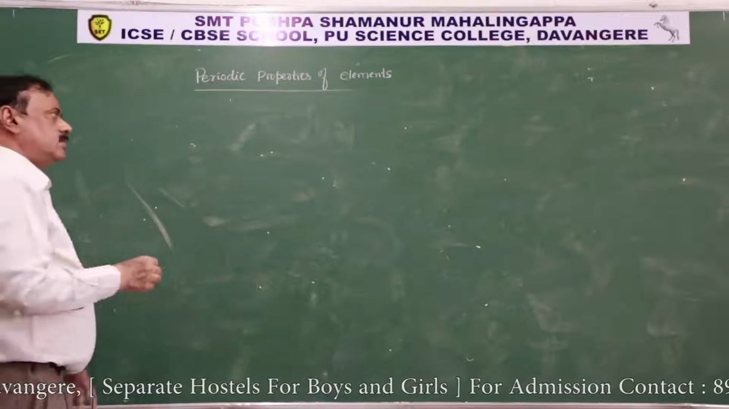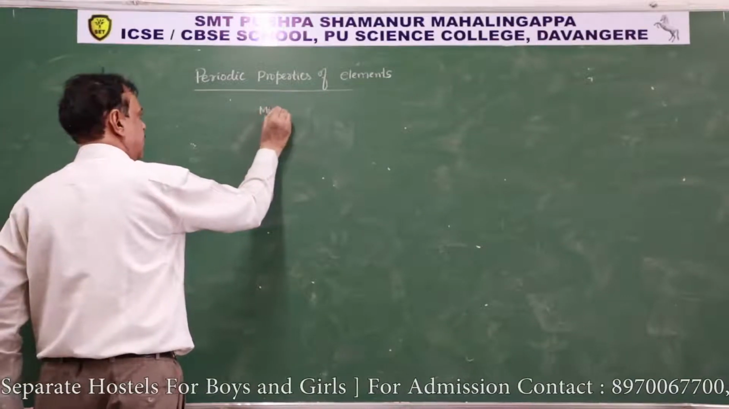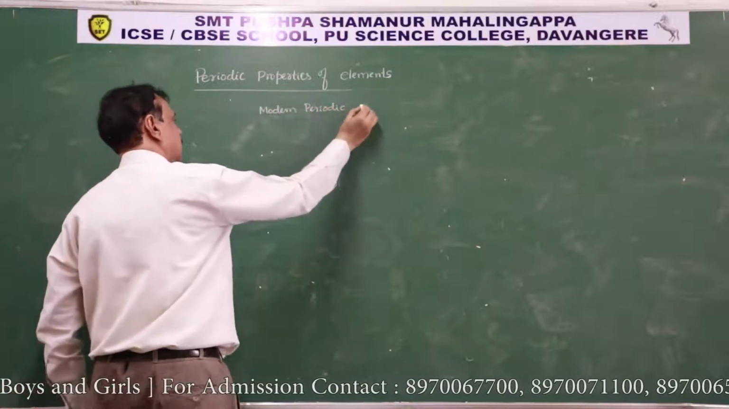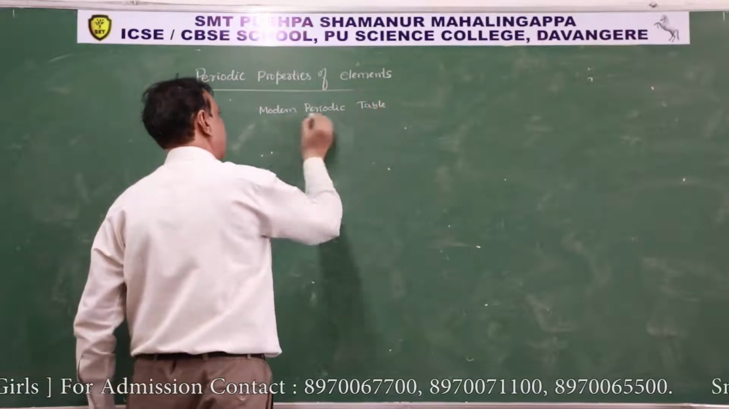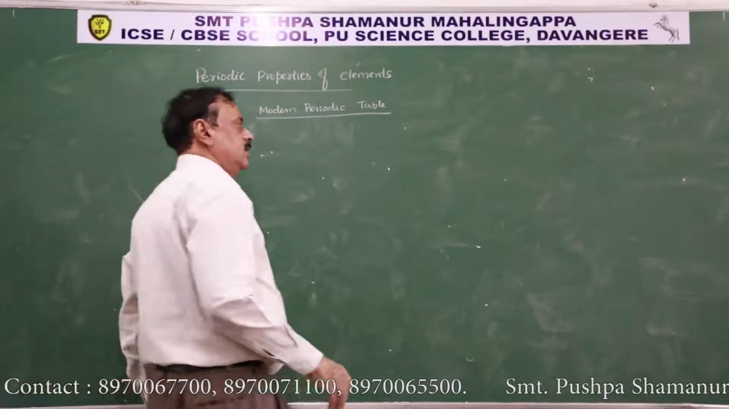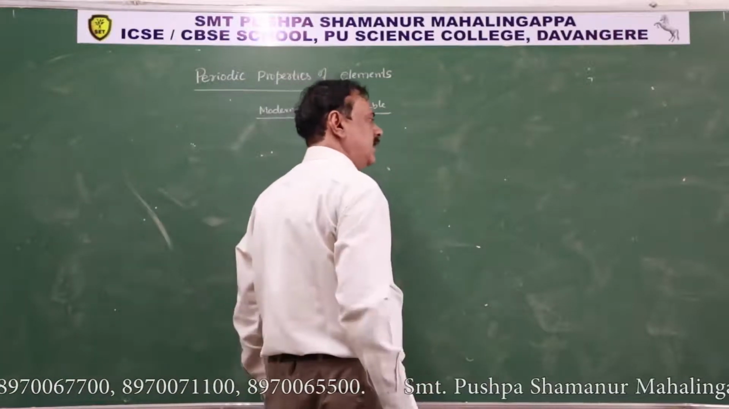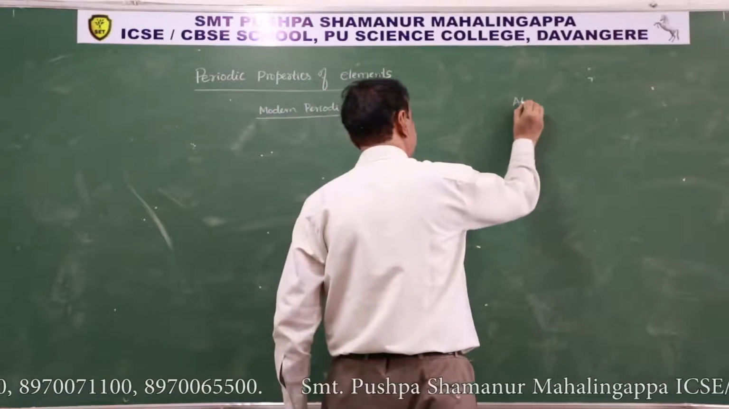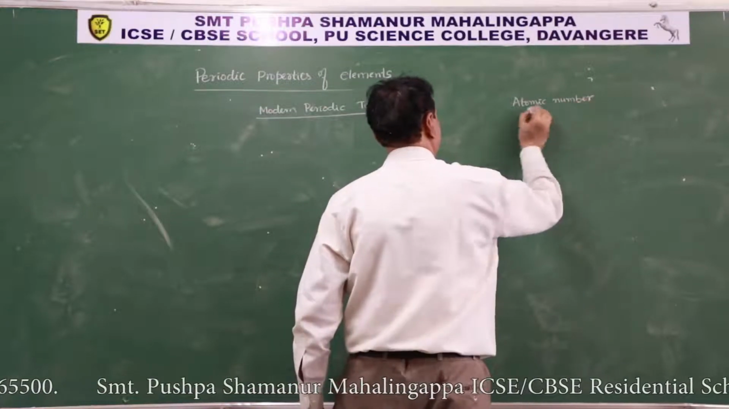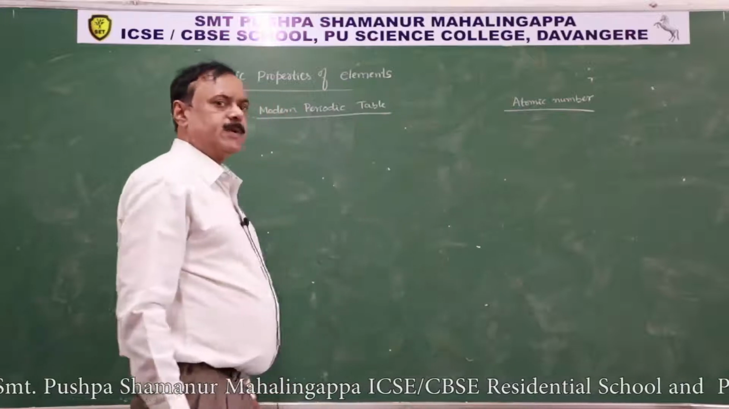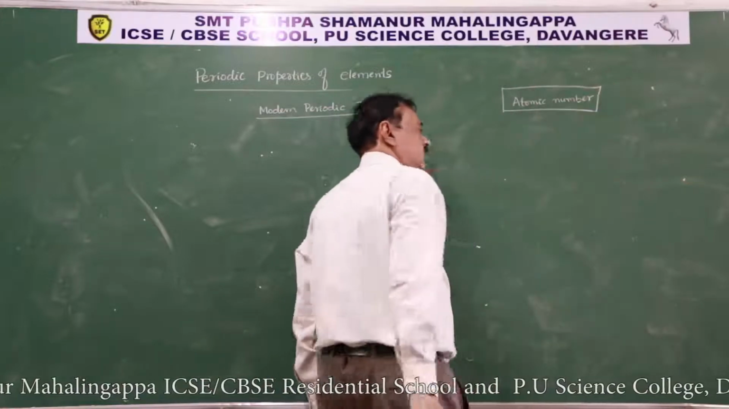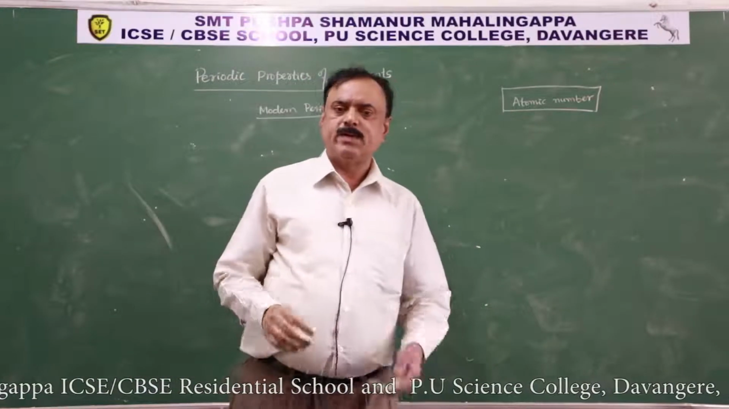Now the existing modern periodic law, the modern periodic table. According to the modern periodic table, the physical and chemical properties of the elements are the periodic functions of their atomic number. This is very important. Physical and chemical properties of the elements are based upon their atomic number. Is it clear?